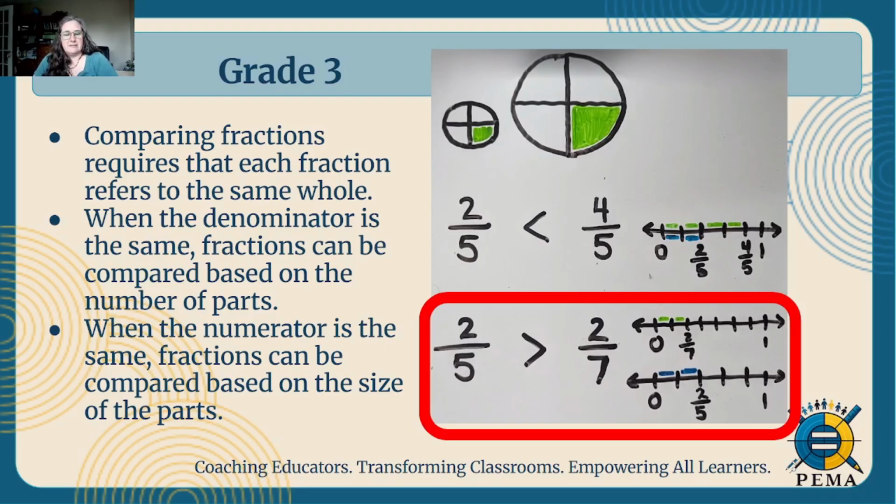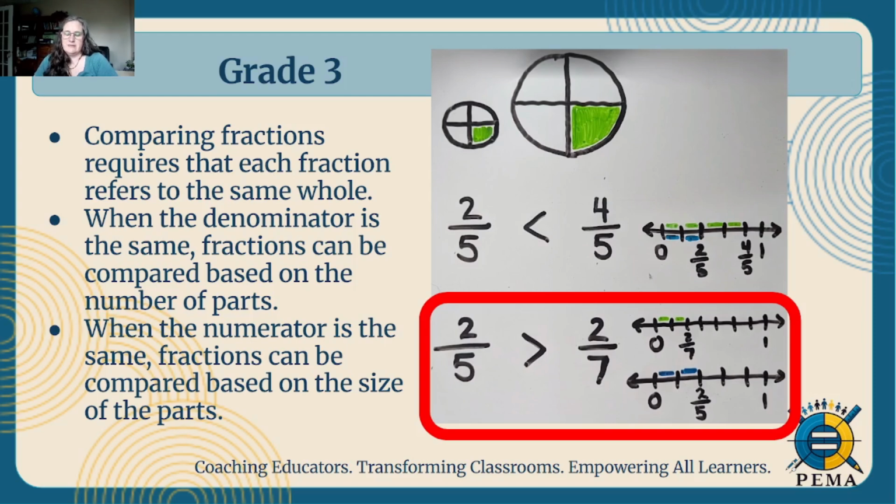When the numerator is the same, that means I have the same number of parts, and the denominator tells me the size of those parts. When you look at the number line, or I could draw an area model, I can see that when I take one whole and break it into 5 parts, and the same size whole and break it into 7 parts, the 7ths are smaller than the 5ths because I had to make more parts.